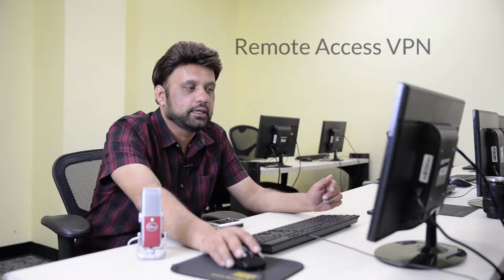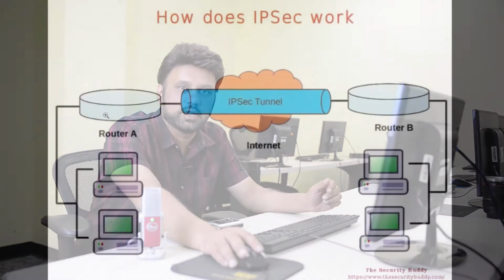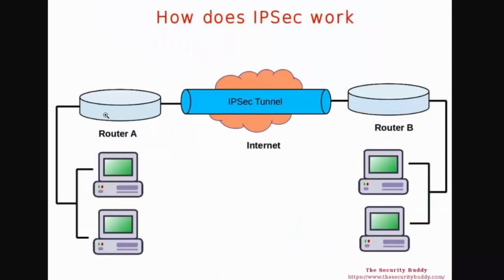Basically, a remote access VPN is where, as you can see on my screen, you have two locations, Los Angeles and Sacramento, and you have a router A and a router B, which are generally both connected to the internet, and you create a tunnel from router to router.